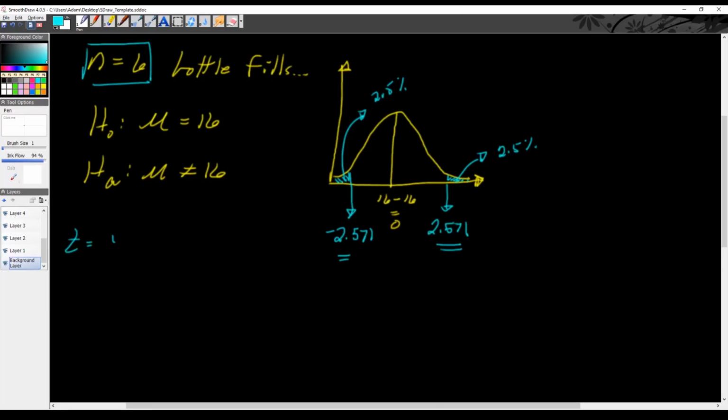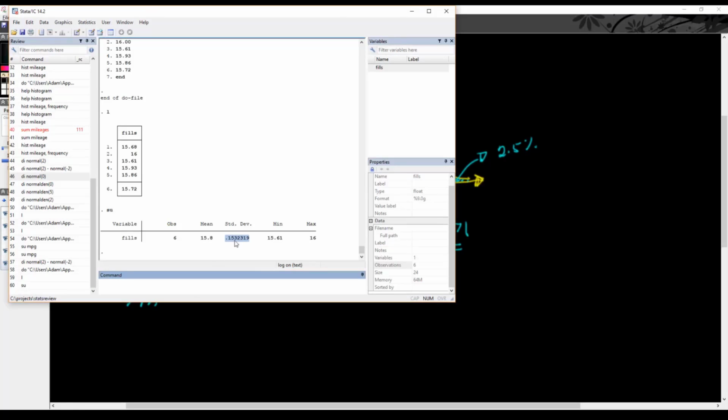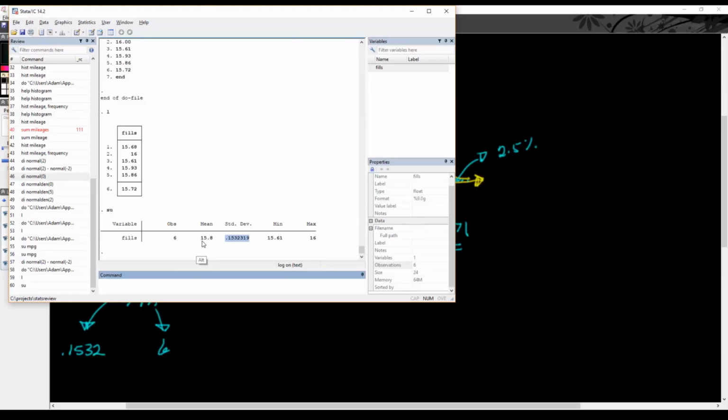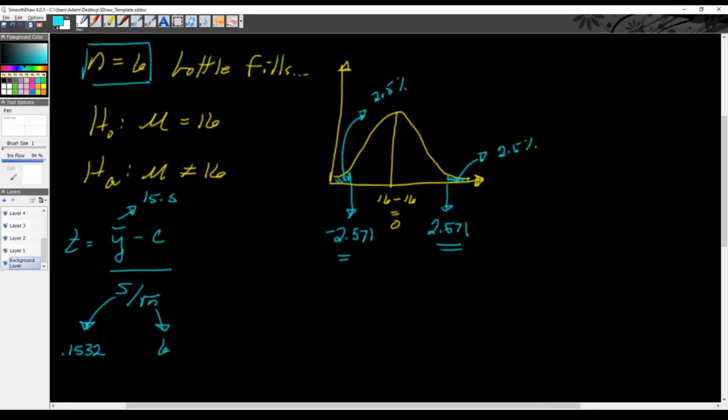Remember, the t-value is equal to the sample mean minus the hypothesized value, all divided by s divided by root n. And we saw that the standard deviation is 0.1532. We know that n is equal to 6. We know that y bar is equal to 15.8, and we know that we are assuming 16. So let's solve for this t.